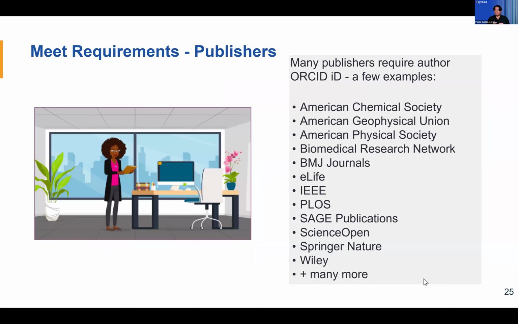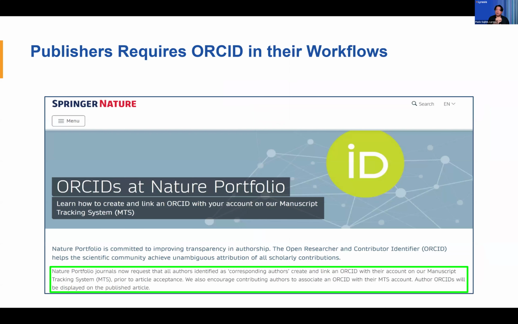It also meets requirements from publishers. When you are submitting your manuscript for publication, oftentimes publishers now are requiring or asking for your ORCID ID. For example, Springer Nature, American Chemical Society, IEEE, they're asking for your ORCID IDs when you're submitting your manuscript. And a lot of this has something to do with adding your ORCID ID in the DOI metadata to make sure that you are actually getting credit for the publications that you have done.